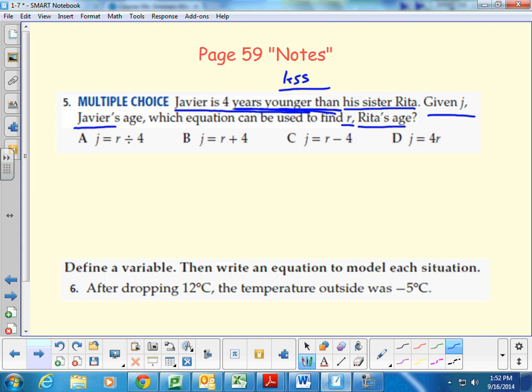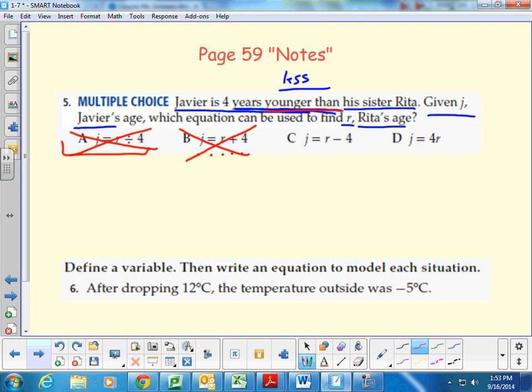And with multiple choice, you can kind of look at, well, which one doesn't make sense. So A, if we look at that, which doesn't make sense. Javier's age is Rita's age divided by 4. That would mean that Javier is 4 times less her age. Well, we don't say anything about times and dividing. That doesn't seem quite accurate. B says Javier is Rita's age plus 4 years. That would mean that Javier is older than Rita. But here we know that he is younger than Rita, so that also doesn't make sense.